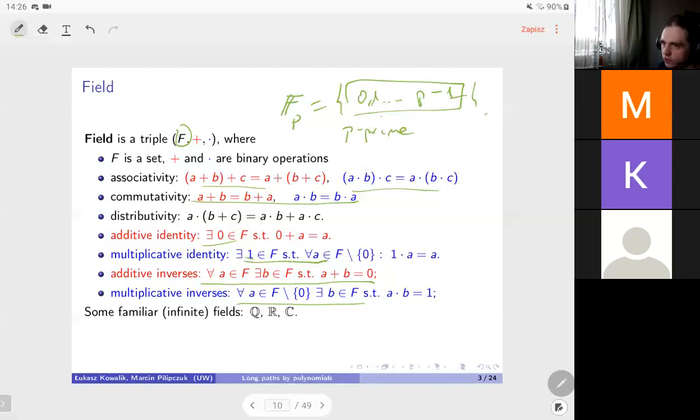So we can add modulo p, this is obvious. You can subtract modulo p, this is obvious. You can multiply modulo p, this is also easy. But the trick here is that you can actually divide modulo p. So every element has its own inverse.